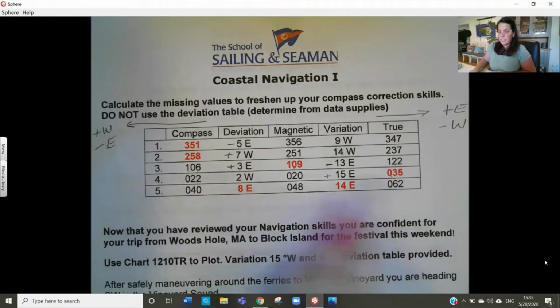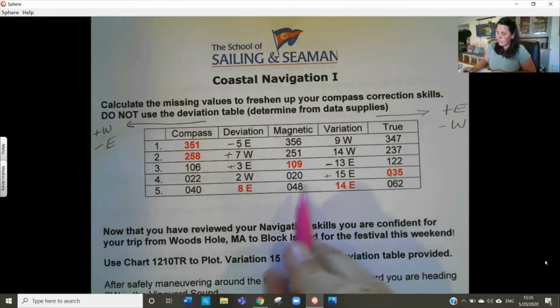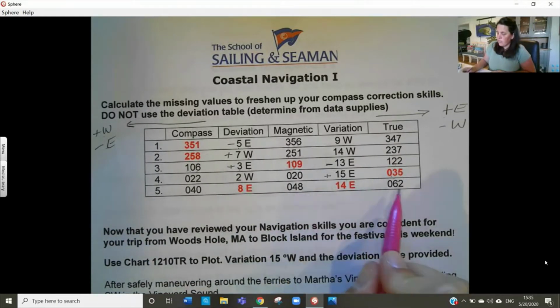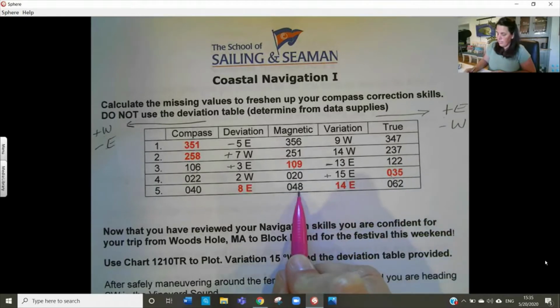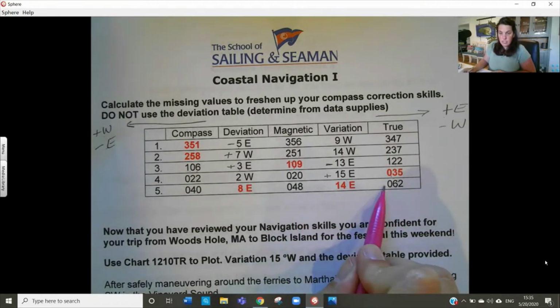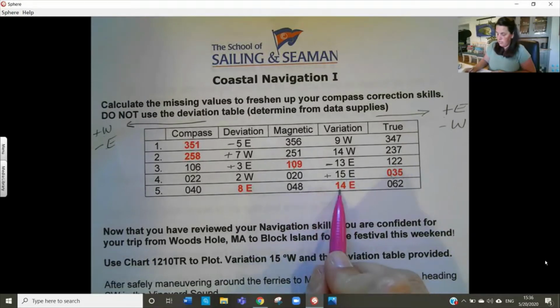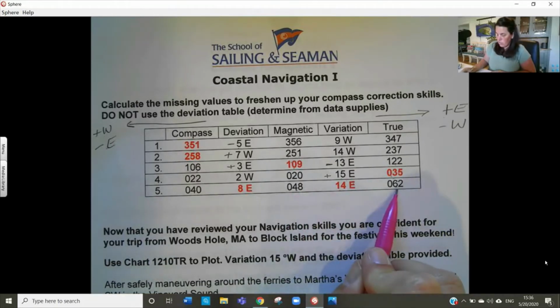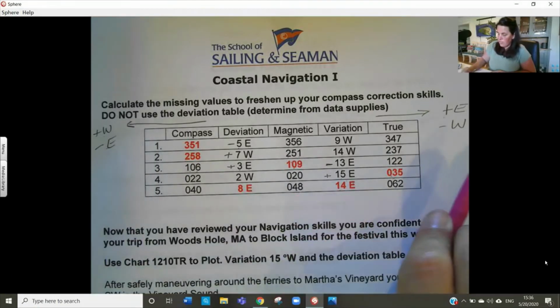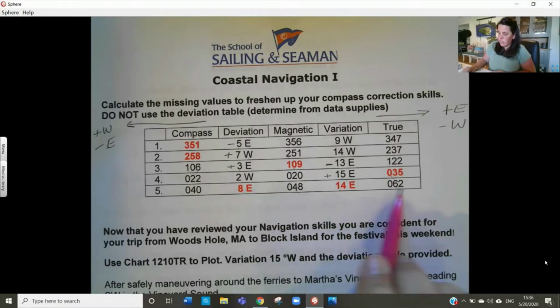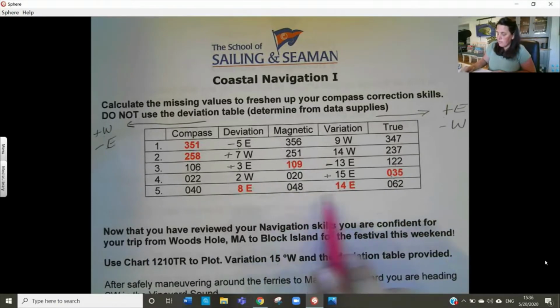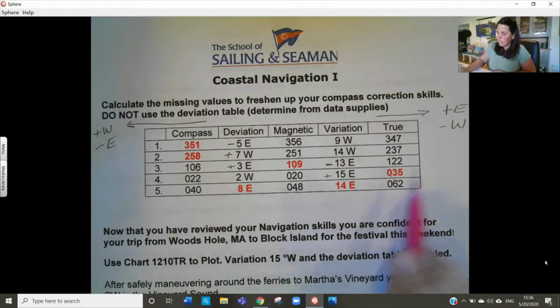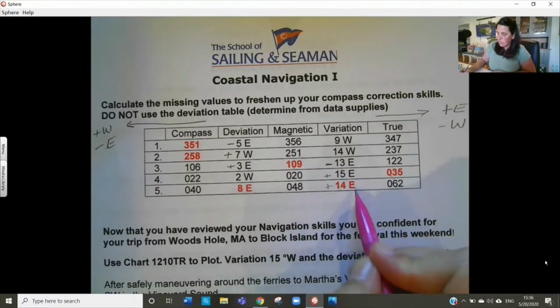On this one, we have two missing pieces to the puzzle, so we have to do two problems. From true to magnetic, what is the difference? I would just get the difference of 14, and then I have to decide if it's east or west. If I'm going from magnetic to true, my number needed to increase, right? I had 48 increasing to 62. I would need to add it. So that would give me an east.